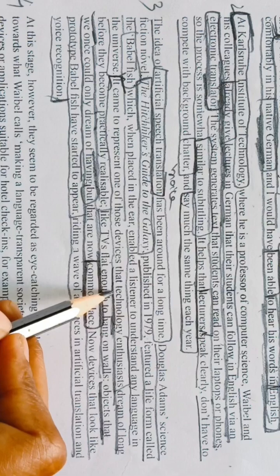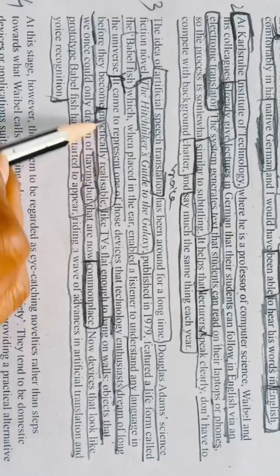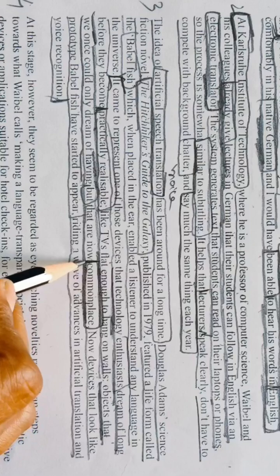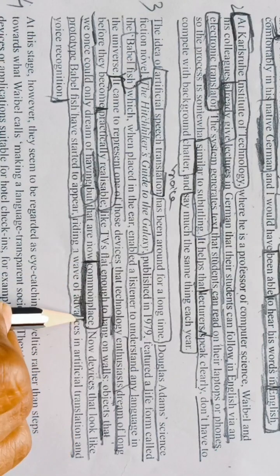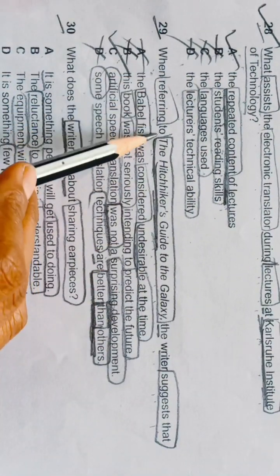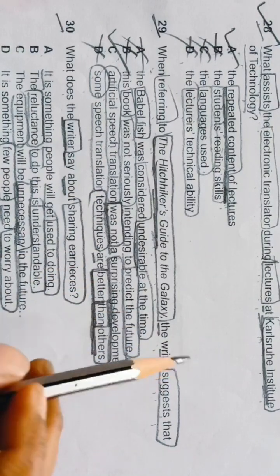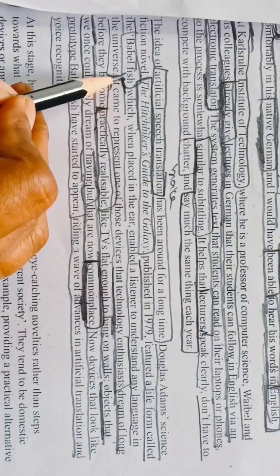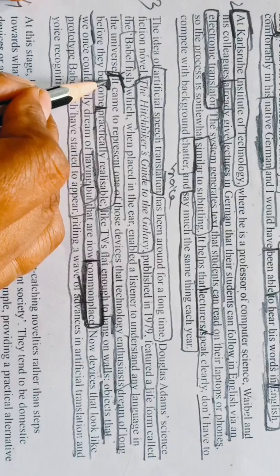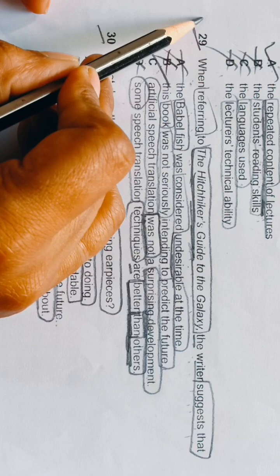It came to represent one of those devices that technology enthusiasts dream of long before they become practically realizable, like TVs flat enough to hang on walls, objects that we once would only dream of having, but they are now common. That is not a surprise now. Okay, so the same thing they are asking in this question. When referring to the Hitchhiker's Guide to the Galaxy, the writer suggests that artificial speech translation was not a surprising development. Yes. So from here to here we are getting our answer. I hope you understood this. Let's move forward. So we have done with 29.